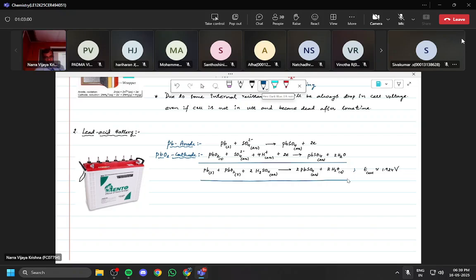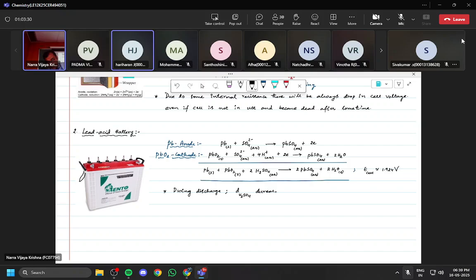Response, sir. Now, during discharge, what happens to the concentration of H2SO4? This was an old JEE Mains question. During discharge of this battery, what happens to the concentration of H2SO4? Increases or decreases? During discharge, the concentration of H2SO4 decreases. So can I write that the density of H2SO4 decreases?